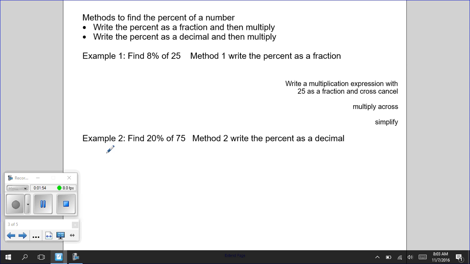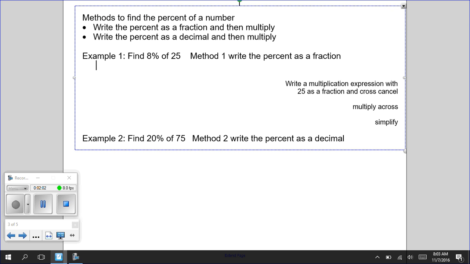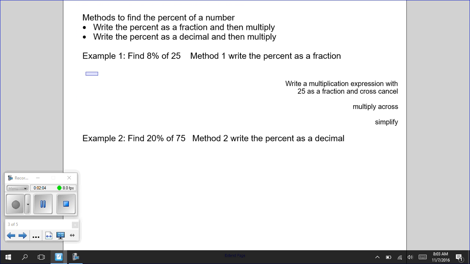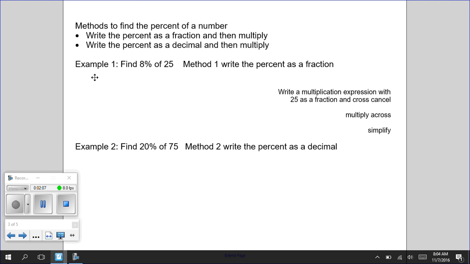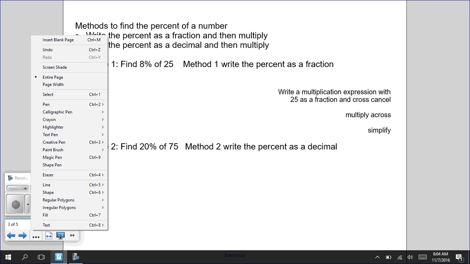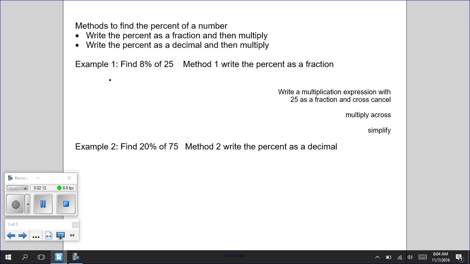We're going to use method 1 where you write the percent as a fraction. So again, we're going to write 8% as a fraction. You're going to put 8 over 100, and then you would simplify. So we are going to divide by 2. We would get 4 over 50, and divide by 2 again, and you end up with 2 over 25.